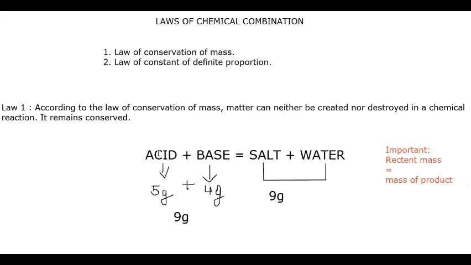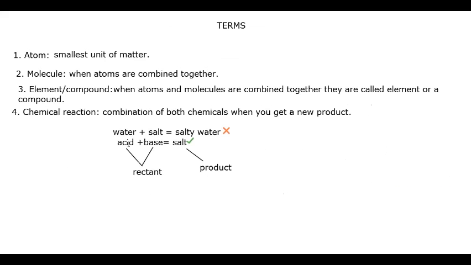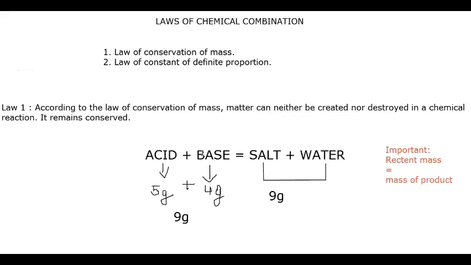This is our reactant, as we learned before. This is our reactant, acid plus base. This is called our reactant. So acid plus base, these both are reactants. So reactant mass, okay, it's 9 grams, is equal to the mass of our product, which is salt plus water. So it will also be equal to 9 grams. Simple.